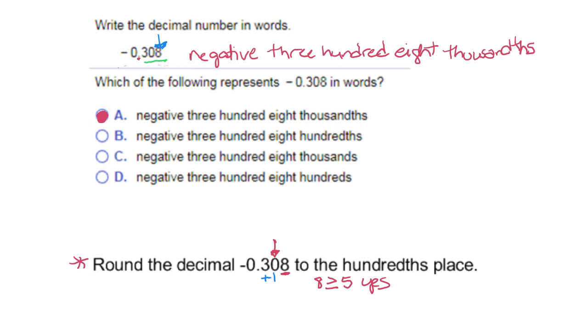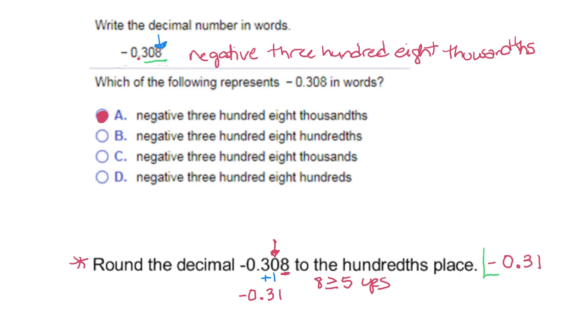So that means I need to add a 1 to that place value. All right, and when I add a 1 to that place value, my rounded number, I still keep the negative sign. I now have a 3 and a 1, a negative 31 hundredths. So the answer on here is negative 31 hundredths.